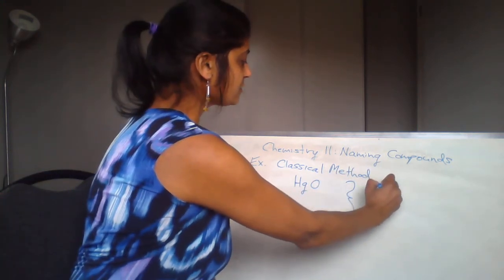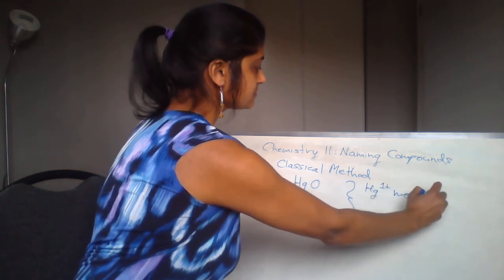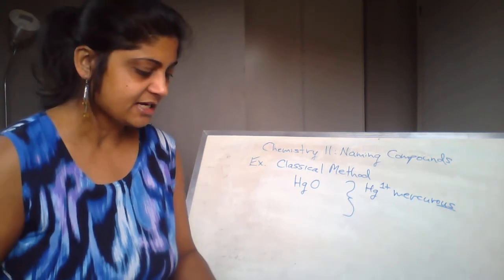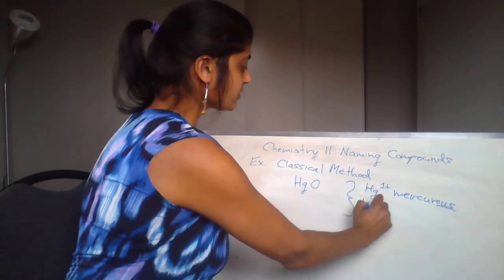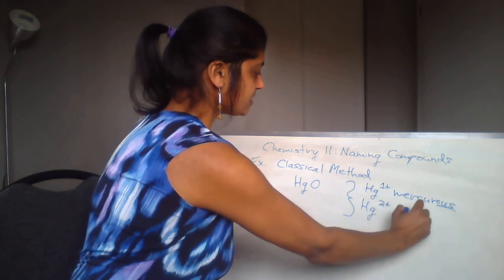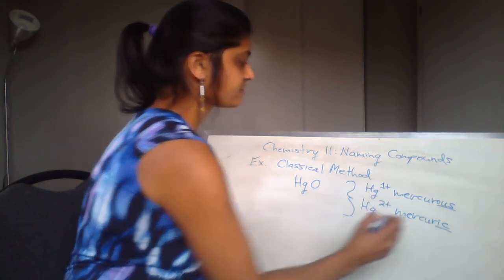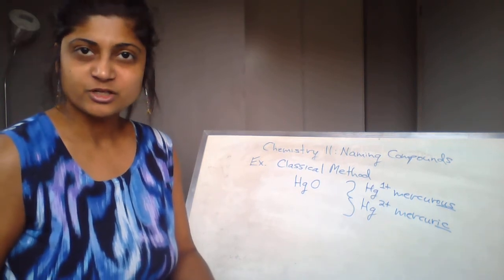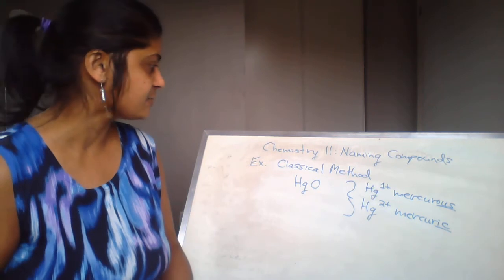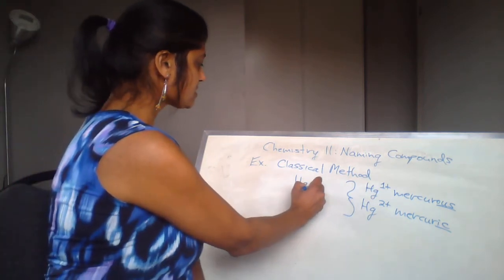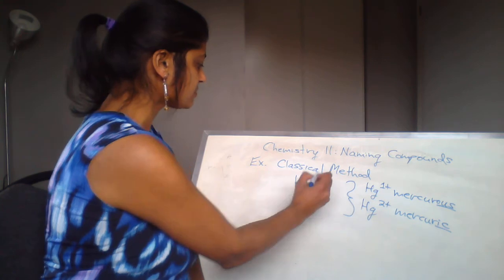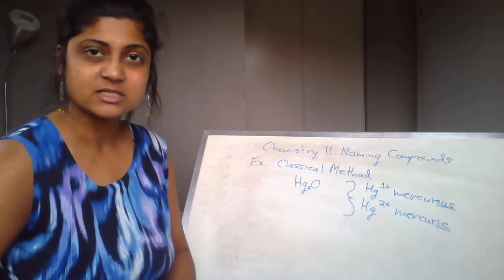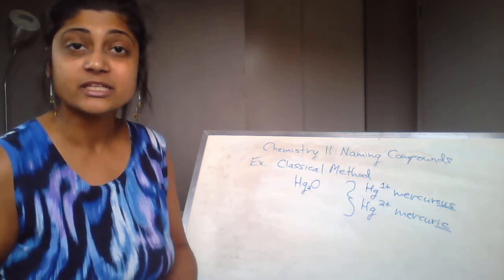If the charge is 1 plus here, it's going to be mercurous. Make sure you're putting the OUS as the ending here. And if the mercury has a charge of 2 plus, it's going to be mercuric, like this. Those are the two charges for mercury. Sorry, I'm just going to put 2 here, because I know the oxygen has a charge of 2 minus, that's why it's going in between the mercury and the oxygen.